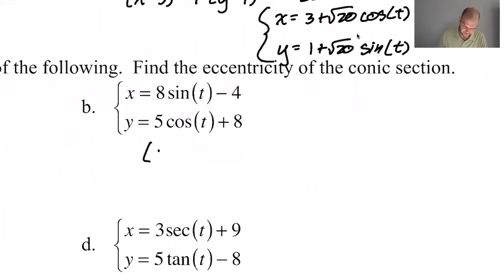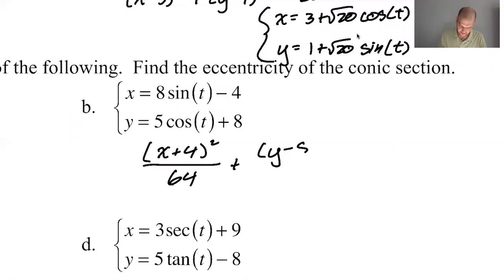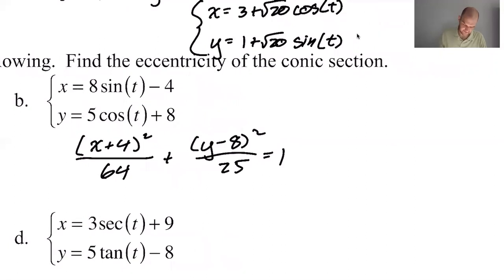So here we're going to get x plus 4 squared over 64. So I added 4 divided by 8, squared it, plus quantity y minus 8 squared over 25. I subtracted 8 divided by 5, squared it, added them together to get 1. So this is an ellipse again. So c squared is again a squared minus b squared.